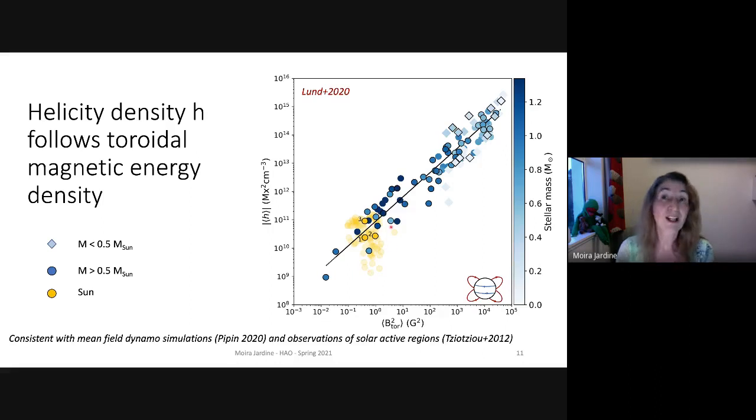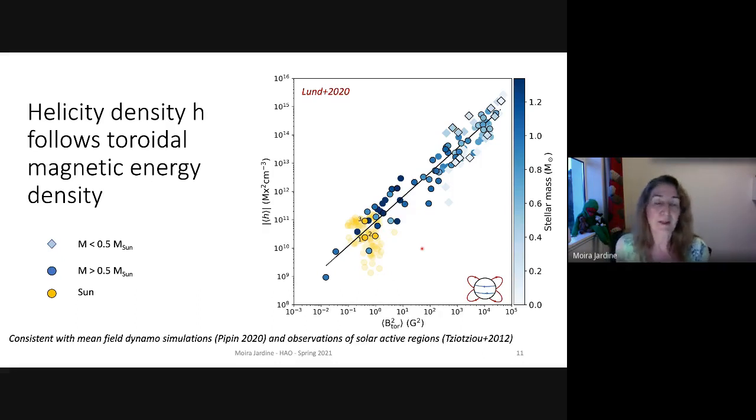These yellow points are actually the sun, and the numbers 1, 2, and 3 are just averages taken at different phases of the sun's magnetic cycle. So we can see from this cloud of yellow points how the sun would move in this particular parameter plane.